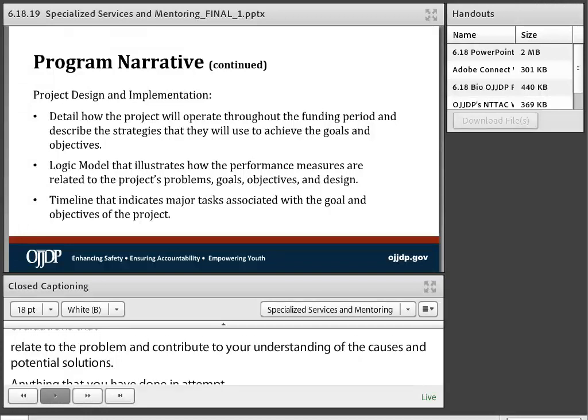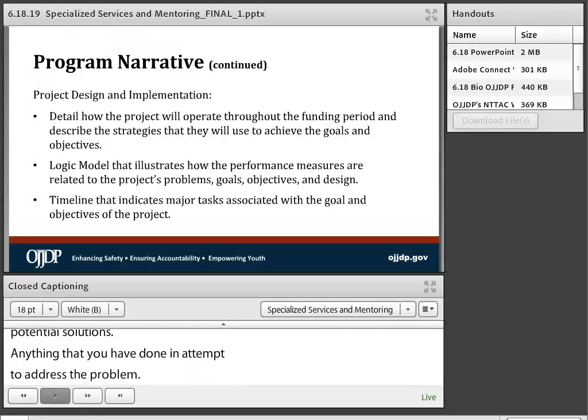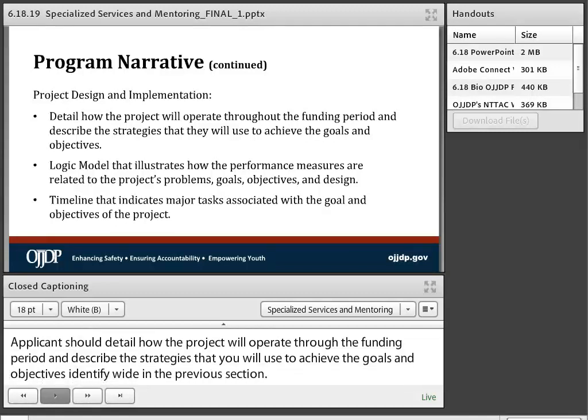Applicants should detail how the project will operate throughout the funding period and describe the strategies that you will use to achieve the goals and objectives identified in the previous section. You should describe the deliverables stated in the goals, objectives, and deliverables section on page 12 of the solicitation.